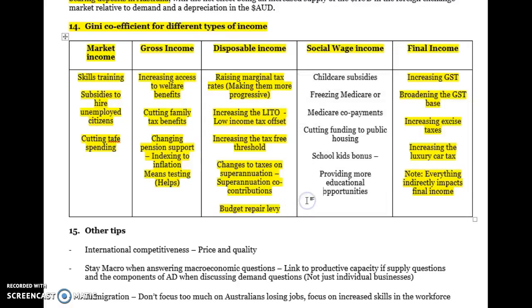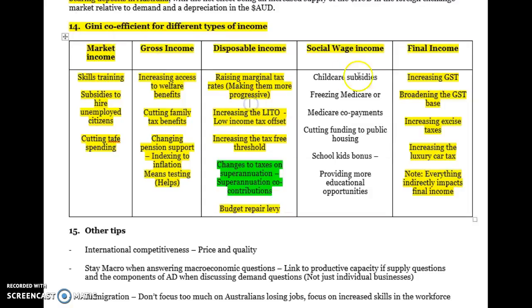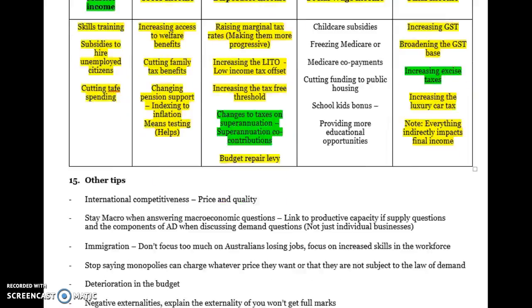It's also good with equity questions if you can link back to the different types of income. So what I mean by that is if you're talking about from this year's budget the super changes, you can talk about how that affects disposable income. If you're talking about the changes in excise taxes, you can link that to final income. Or if you're talking about the youth jobs path, you probably link that to market income. Try and mention the Gini coefficient as much as possible in policy mix questions.